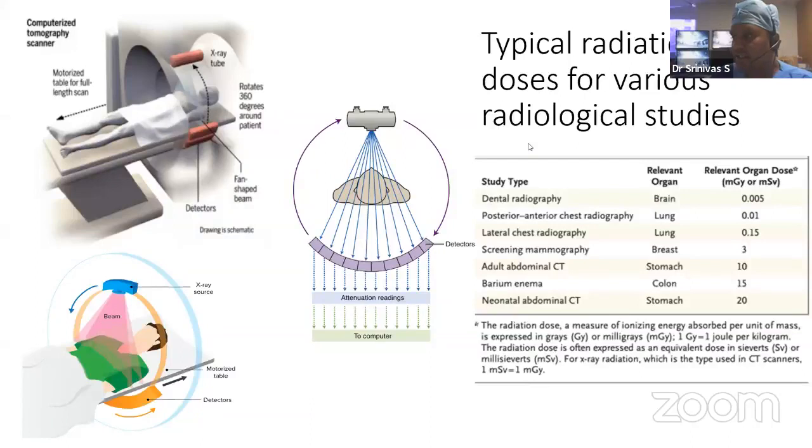Stomach takes around 10 milligrays of ionizing radiation when an abdominal CT is done, and colon takes around 15 milligrays when a barium enema is conducted, and neonatal abdominal CT gives around 20 milligrays of radiation to the stomach. So we can see that dental radiography gives the least radiation to any part, and abdominal CT has the highest ionizing radiation that can occur to the stomach.